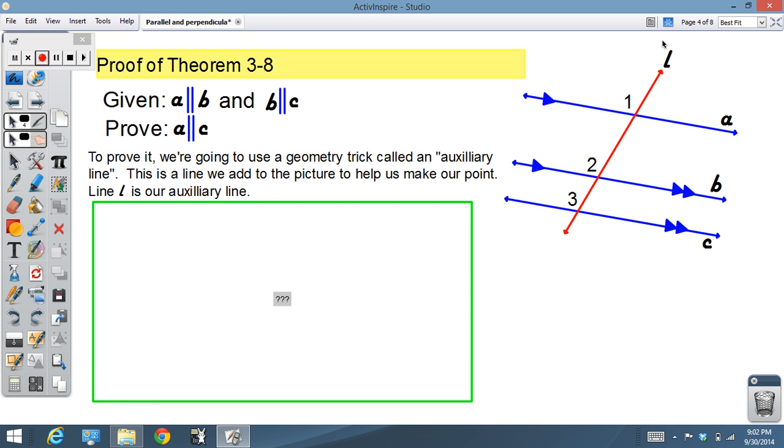We're going to use what's called an auxiliary line. So the red line here, line L, is something that we've added to the picture just in order to make it possible for us to do the proof in the way we're thinking about it, okay? So I've also added labels for angles 1, 2, and 3, and using those, hopefully you can come up with the proof that I'm about to reveal. So pause it if you'd like to work on it, and then I will reveal in just a second.